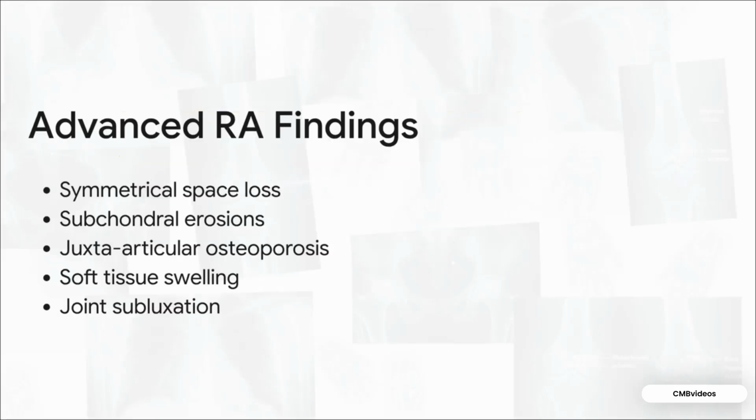Now, as RA progresses over months and years, that inflamed synovial tissue, the pannus, literally eats into the bone and cartilage, creating some very classic advanced findings.